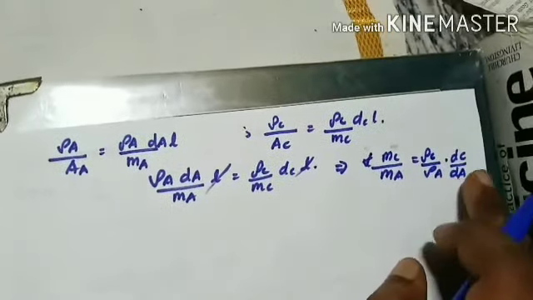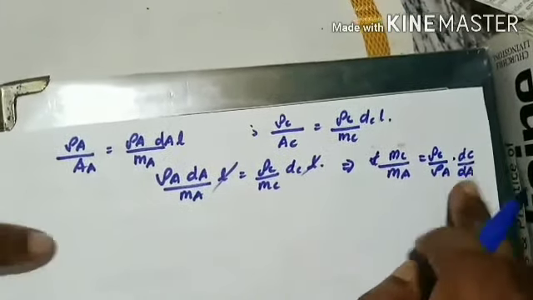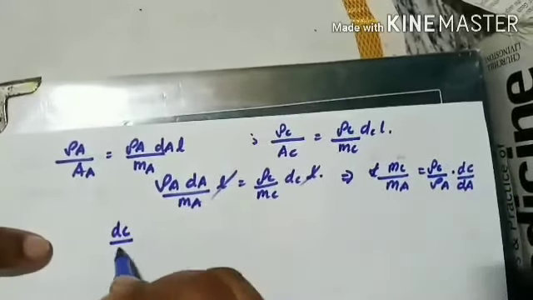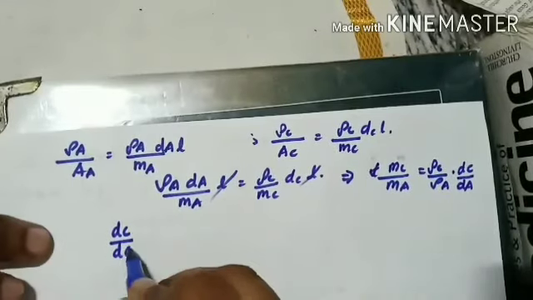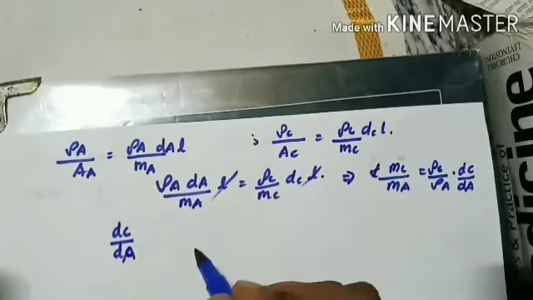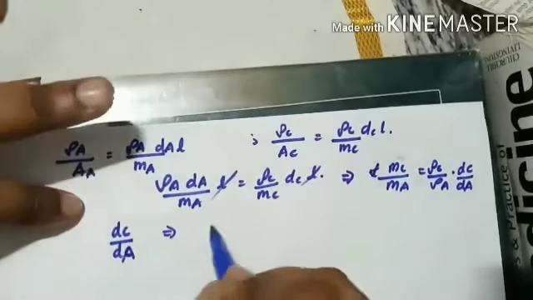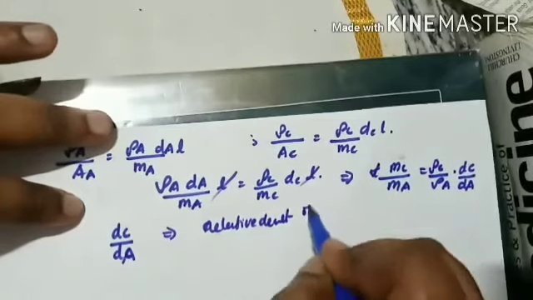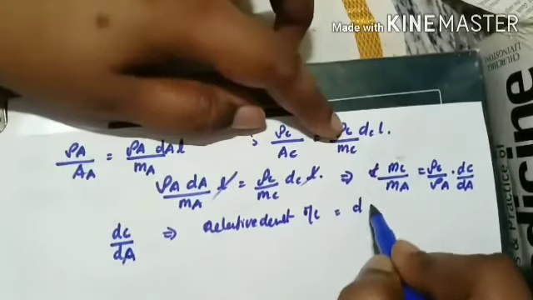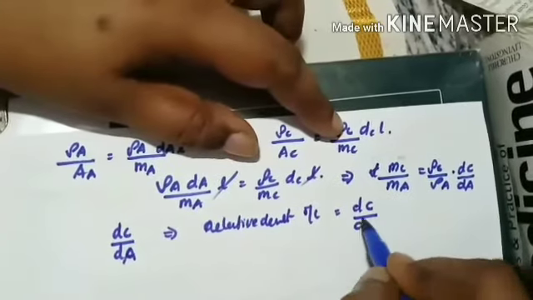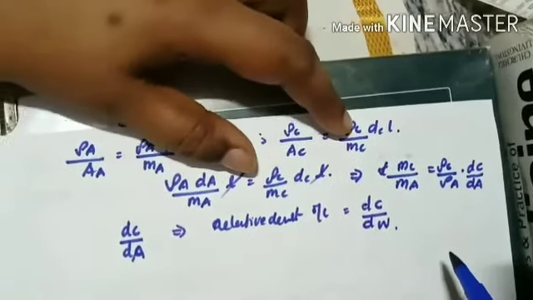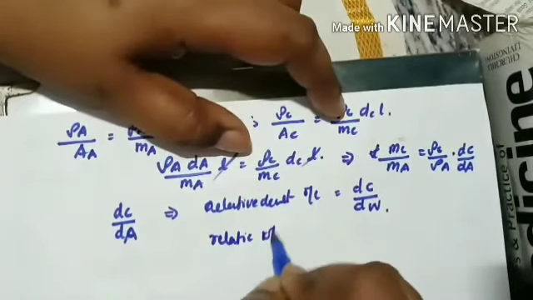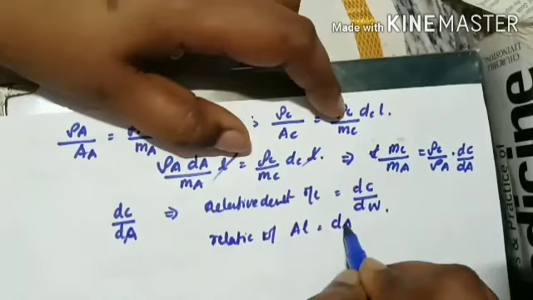So if I consider the ratio of relative density of copper and aluminium, how is it? What is relative density? I hope you remember. Relative density is the density of a material when compared with the density of water. So the relative density of copper will be density of copper divided by density of water. Similarly, the relative density of aluminium will be density of aluminium divided by density of water.